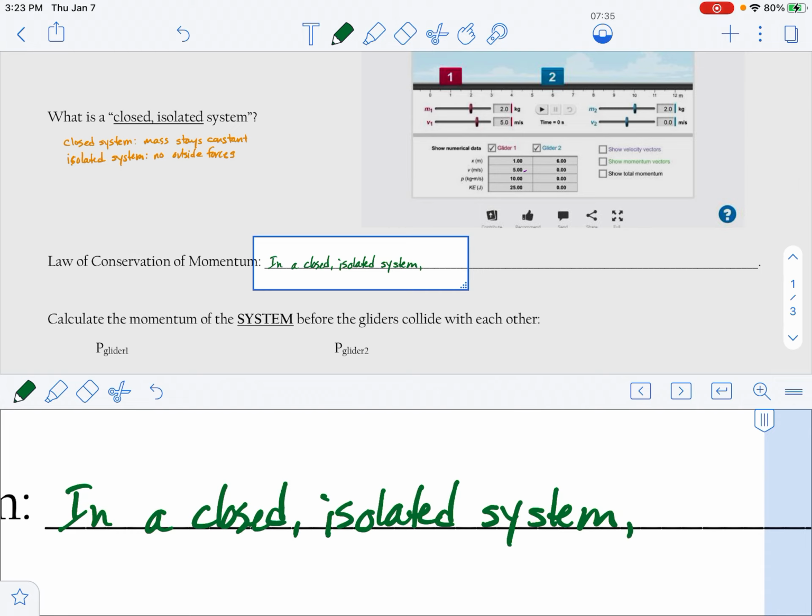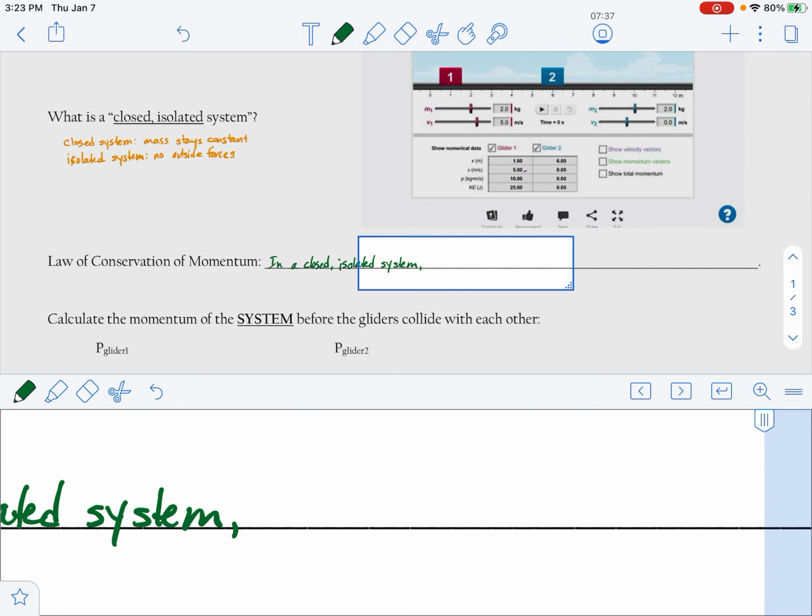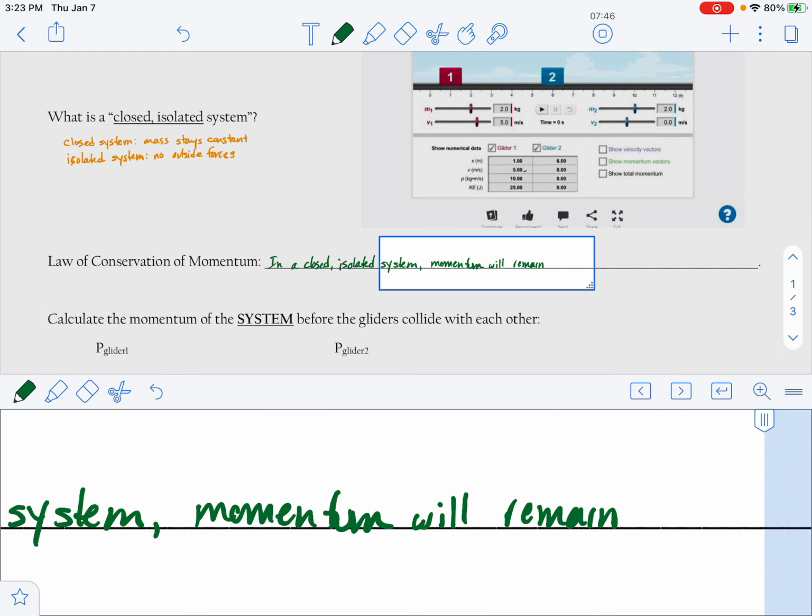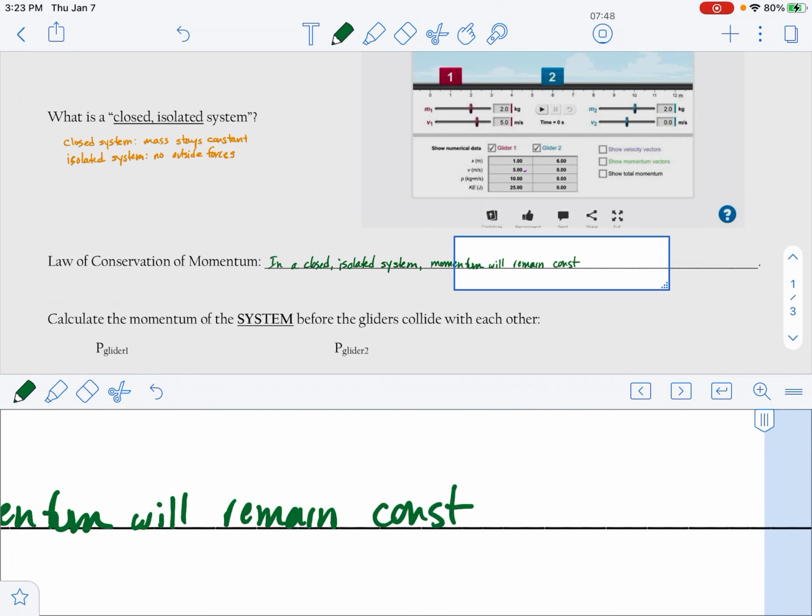So in a closed, isolated system, momentum will remain constant. All right, so that means that the momentum that's present in the system before I make it move is going to be the same momentum, or should be the same momentum, that's in the system after these two gliders start moving. Okay, so we're going to do some math here.